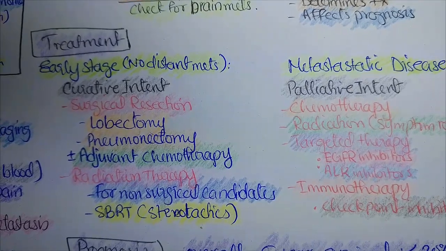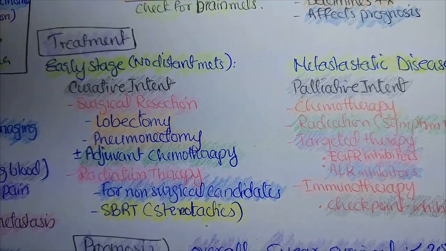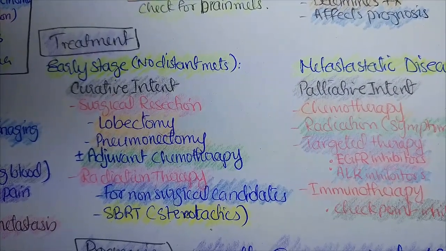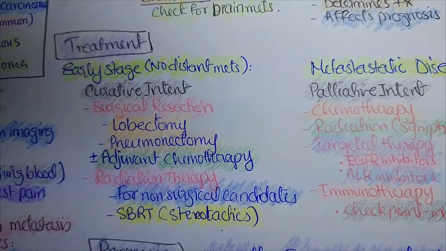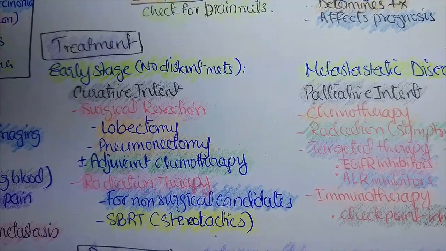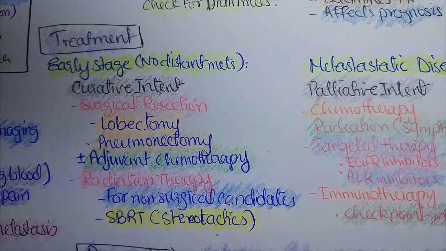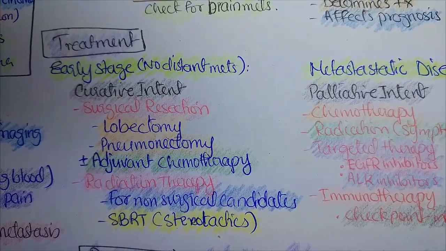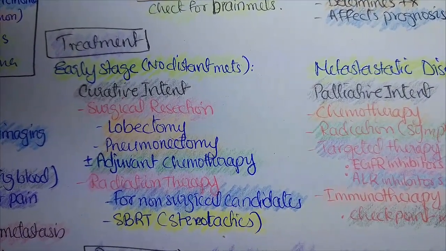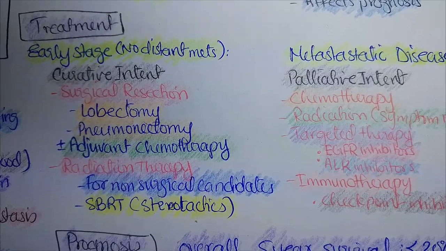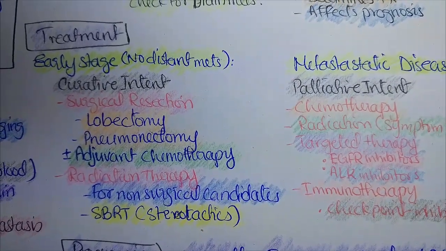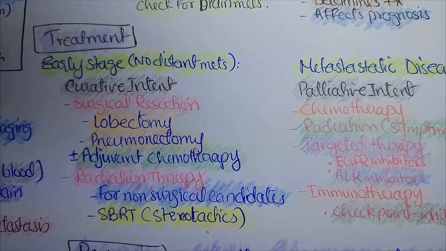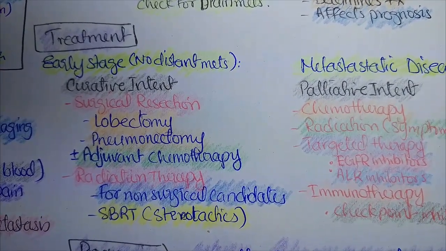Treatment depends on stage and type. For early stage disease with no distant metastasis, curative surgical resection is the goal. Lobectomy or pneumonectomy depending on tumor location. Surgery may be combined with adjuvant chemotherapy. For patients who aren't surgical candidates, definitive radiation therapy or stereotactic body radiotherapy can be used.